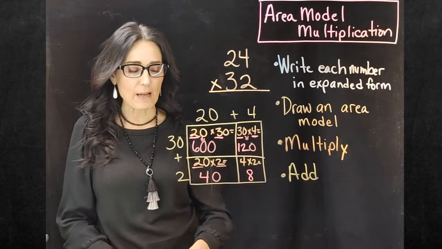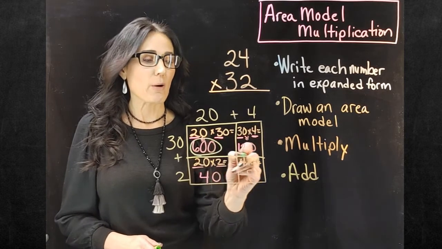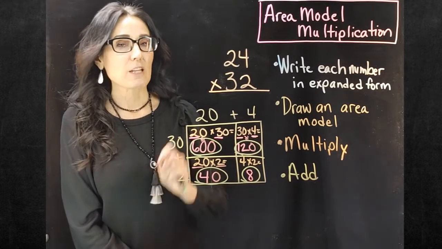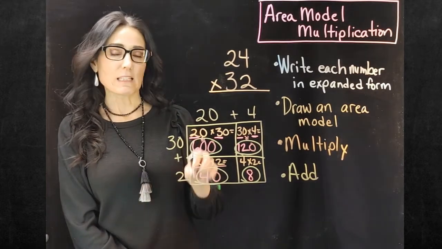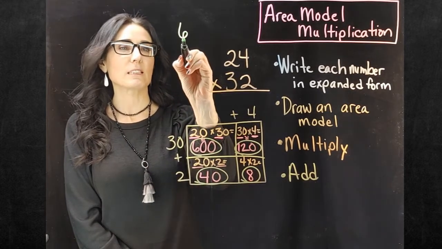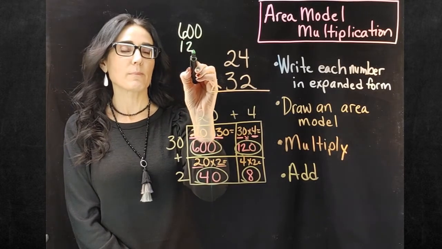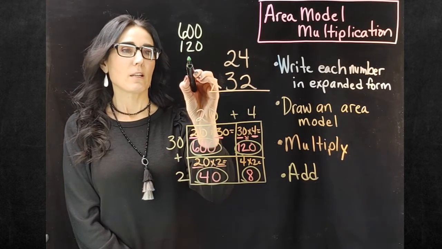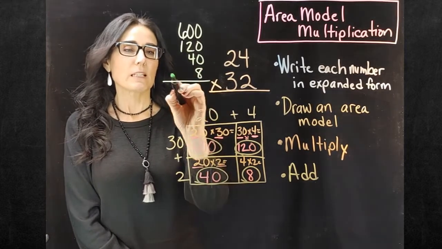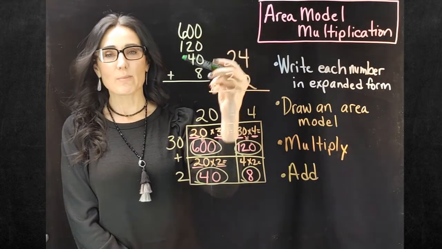Now we're going to go back through and add up all of the numbers that we got when we multiplied, making sure we line up all the ones place, the tens place, and the hundreds place. So we'll start with the largest number of 600 plus 120 plus 40 plus 8. So I did make sure I went ahead and put all my ones together. I put all my tens together and my hundreds together.